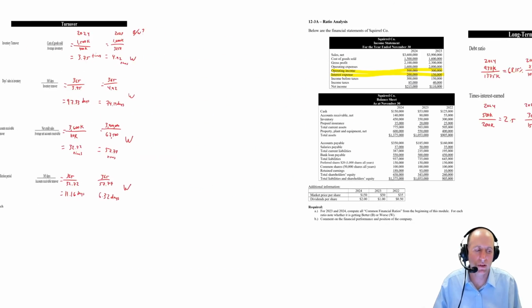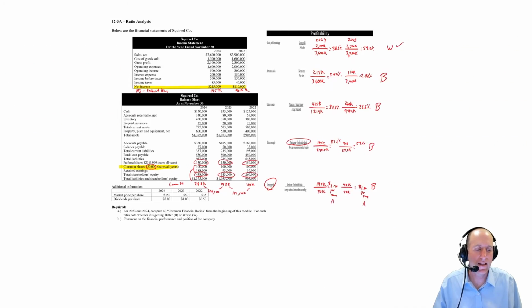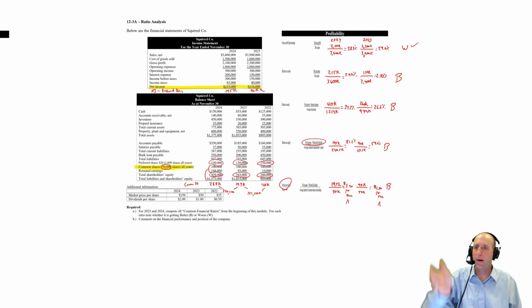You'll find most of the time when you do ratio analysis, it is a mixed bag. You don't just go down the list and go better, better, better, better, better, worse, worse, worse, worse, worse. There is a mixed bag to be had here.